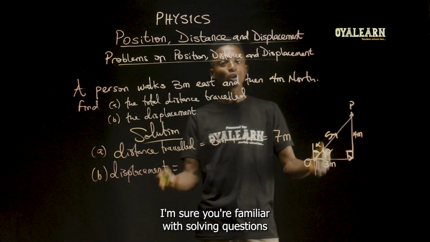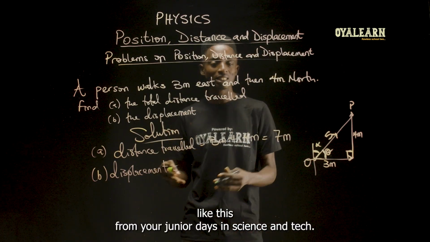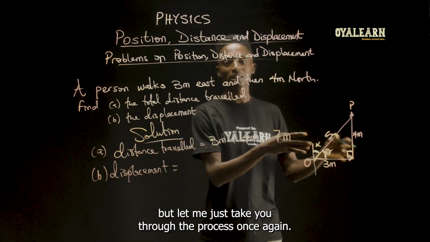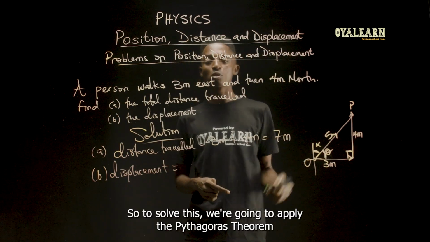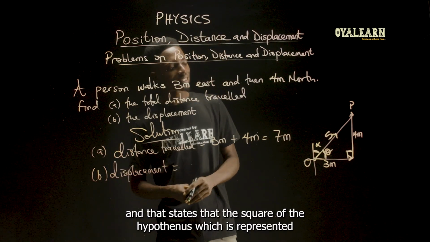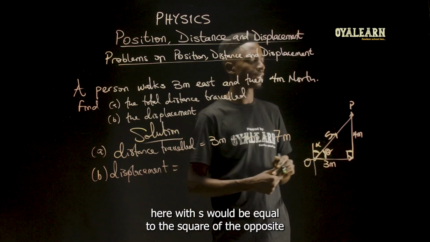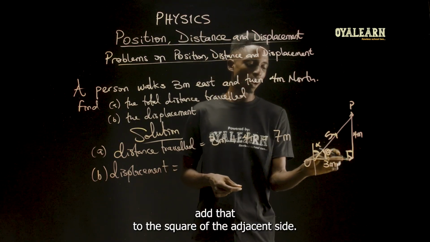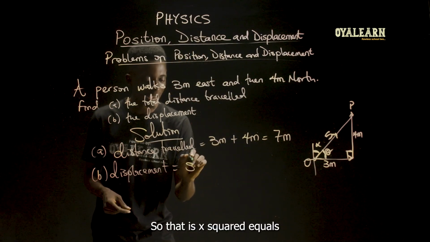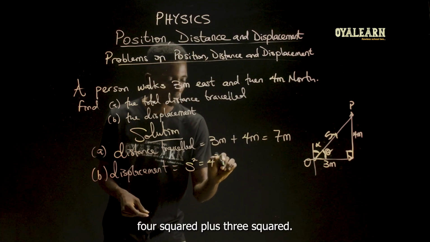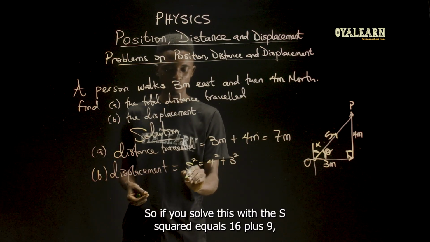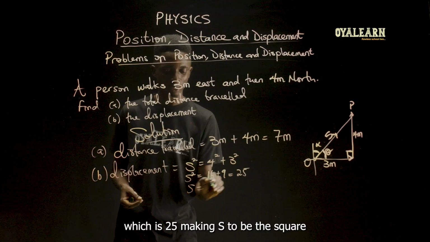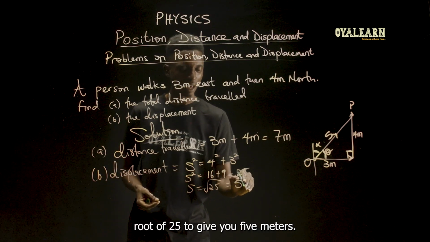Okay, now let's solve this. I'm sure you're familiar with solving questions like this from your junior days in science and tech, and also in mathematics, where you have been taught bearing and distances. But let me just take you through the process once again. So to solve this, we're going to apply the Pythagoras theorem, and that states that the square of the hypotenuse, which is represented here with S, would be equal to the square of the opposite added to the square of the adjacent side. So that is S squared equals 4 squared plus 3 squared. So if you solve this, we'll say S squared equals 16 plus 9, which is 25, making S to be the square root of 25 to give you 5 meters.